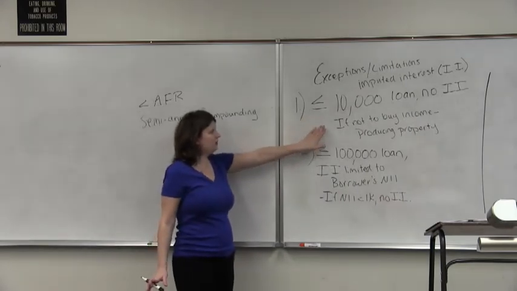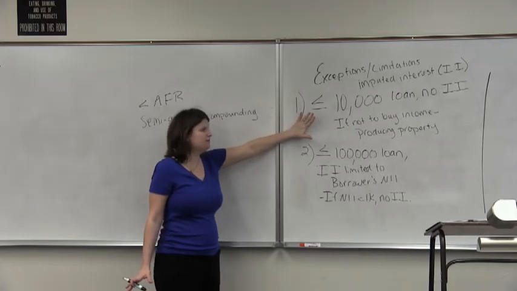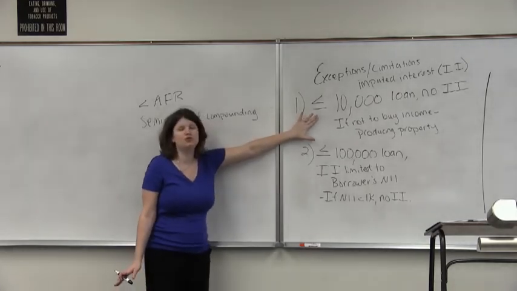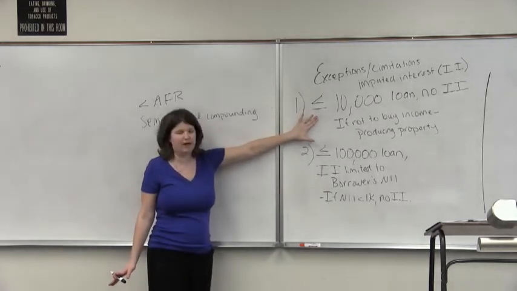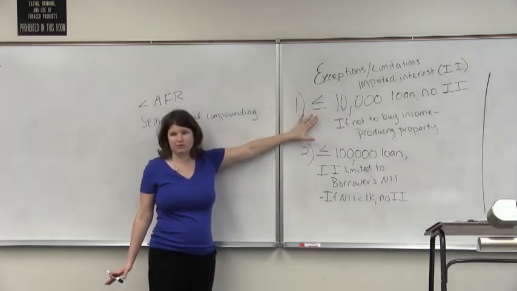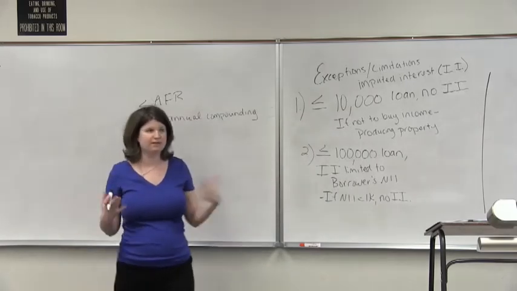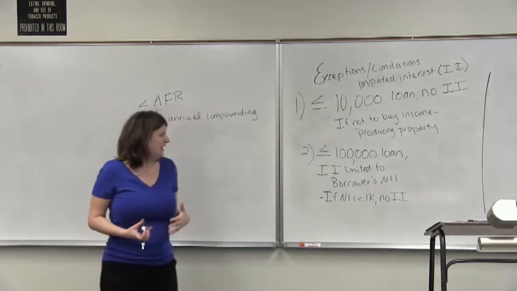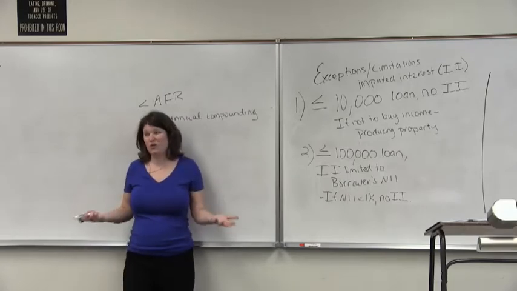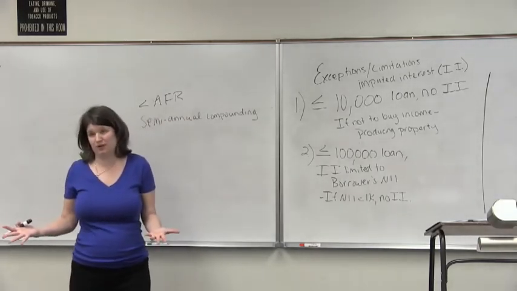And for this category, to get this exception, you cannot be buying income producing property. Okay? So, like stock would be an income producing property. Buying a business would be income producing property, etc. But buying a house, unless you're going to buy it to be a rental house, that's not an income producing property. Okay?